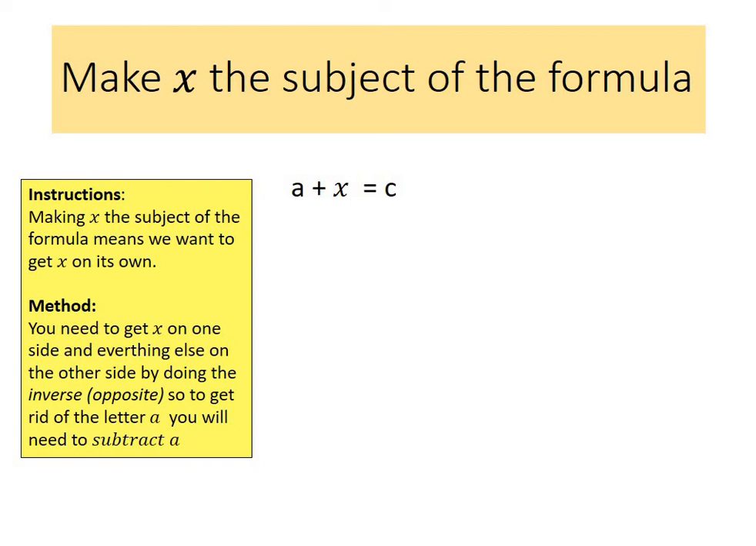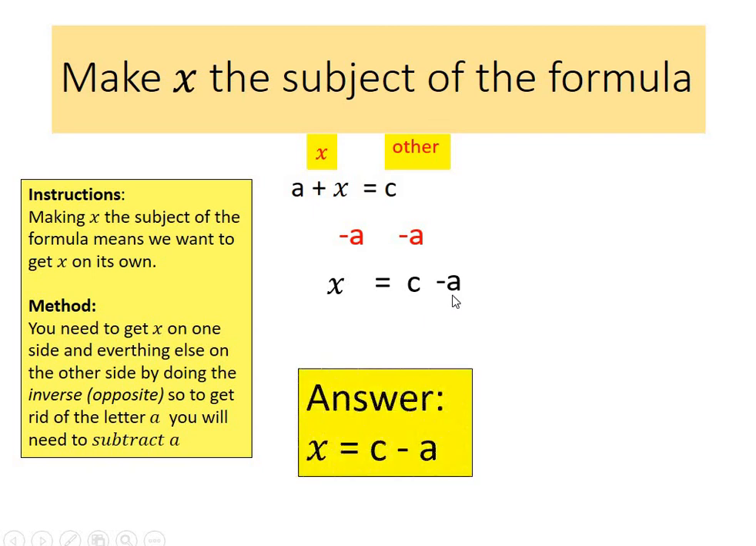The first thing you need to do is to check which side of the equals the x is on. In this question, it's on the left, so I'm going to call that side x, and the other side I will call other for everything else. So I can see that with the x on the left, I have an a, and I want to do the inverse to get rid of it. So instead of adding a, I need to subtract a from both sides. So this gives me x equals c minus a. By subtracting the a from the x side, they've cancelled out, and c minus a gives c minus a.